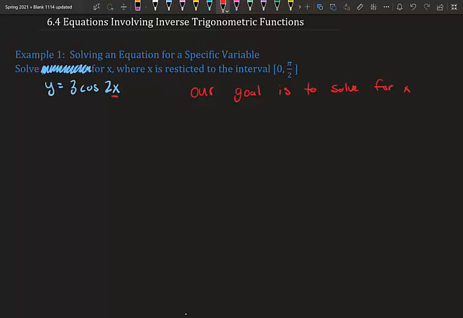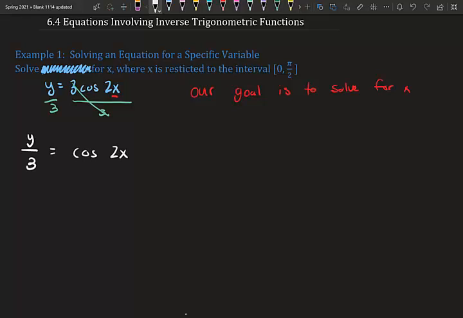So our goal is to get x by itself. So we want to get everything we can away from it. The first thing we do is always move that number in the front, that coefficient in front of the function. Get rid of it. We can divide everything by 3. So when we do, we have y over 3 equals cosine 2x.